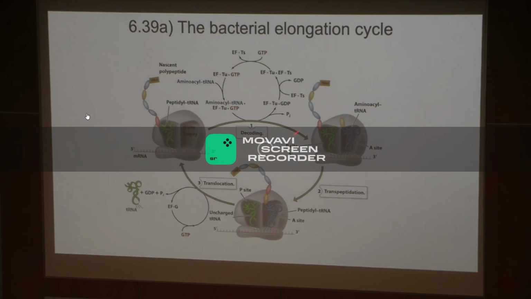In the process, the peptidyl tRNA moves into the P site. The uncharged tRNA moves into the E site, which isn't shown here, and then it's released from the E site into the surrounding media. And so now we're back here where we started, and we can do the cycle over and over again, adding as many amino acids as we need before we encounter a stop codon.